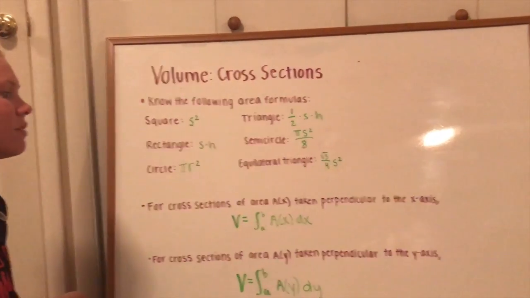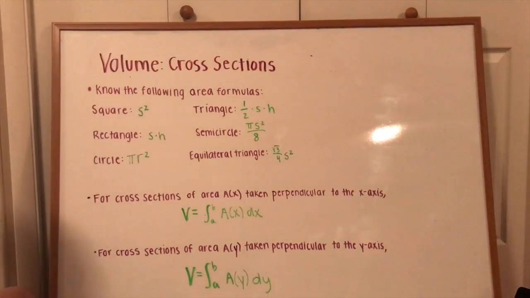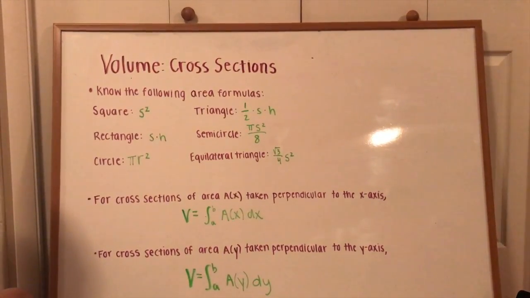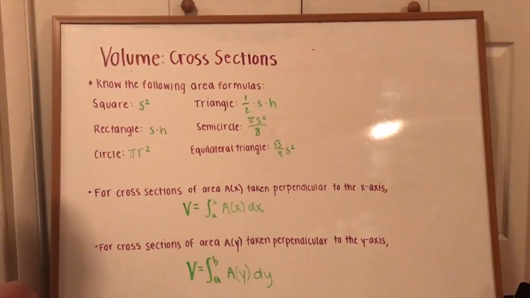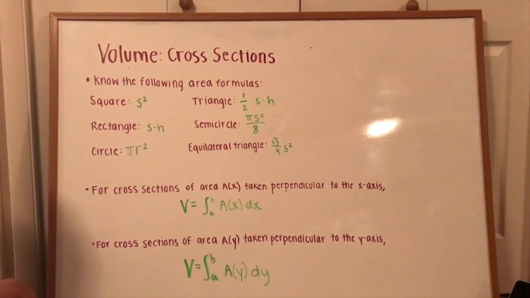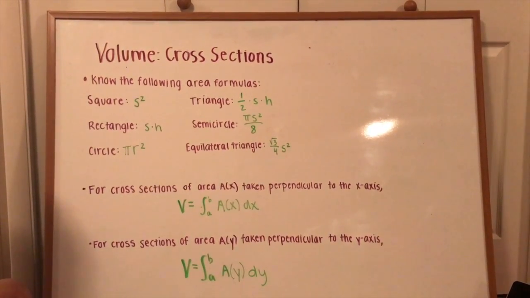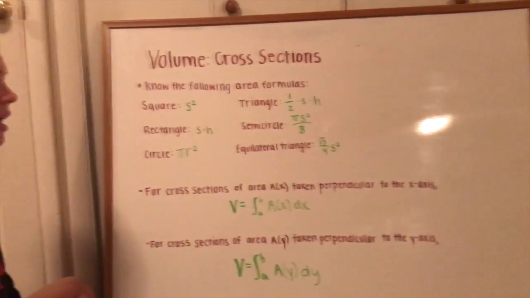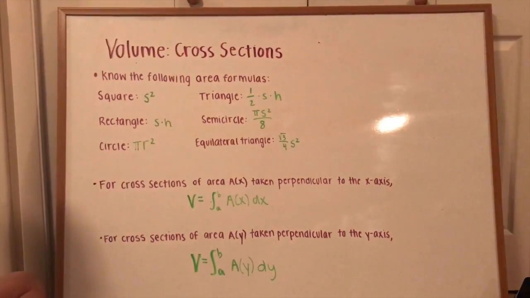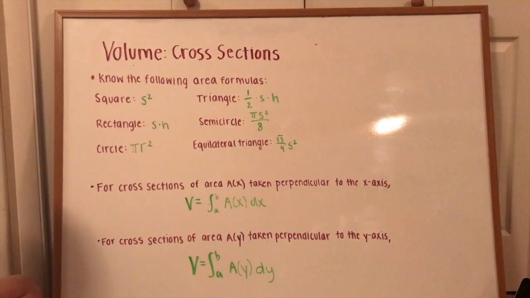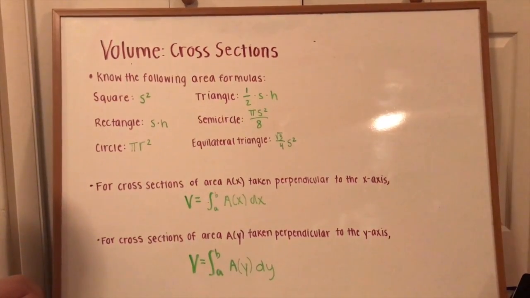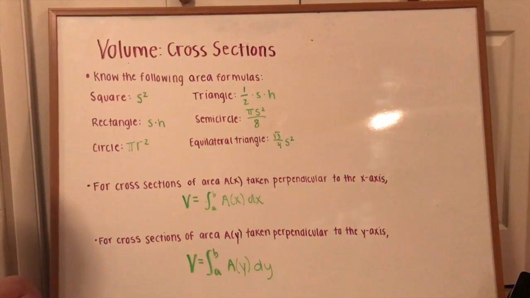For cross sections of area A of x taken perpendicular to the x-axis, the formula will be volume equals the integral from a to b of A of x dx. And then for cross sections of area A of y taken perpendicular to the y-axis, the formula would be volume equals the integral from a to b of A of y dy.